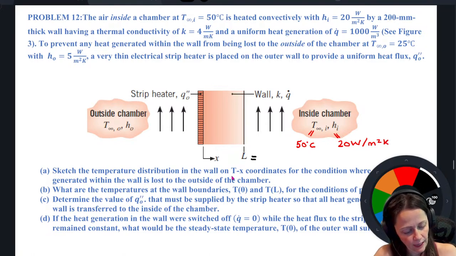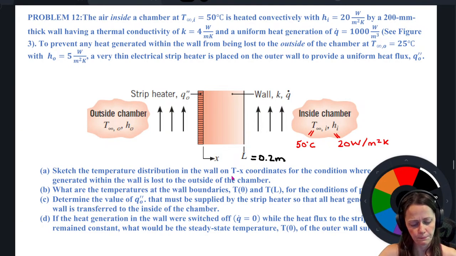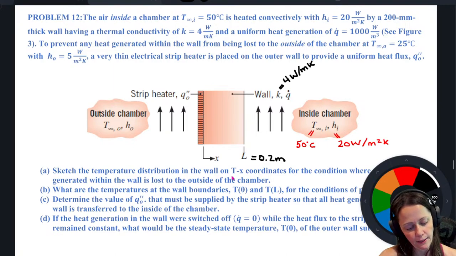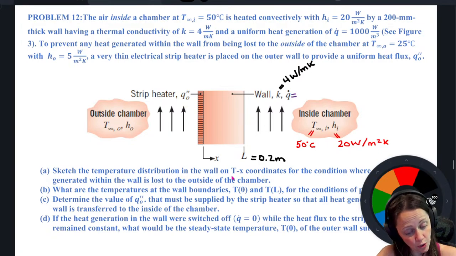And then we have a 0.2 meter thick wall. The wall has a thermal conductivity associated with it of 4 watts per meter Kelvin. And then it's got this uniform heat generation. So we do have a q dot, and that's going to be 1,000 watts per meter cubed.